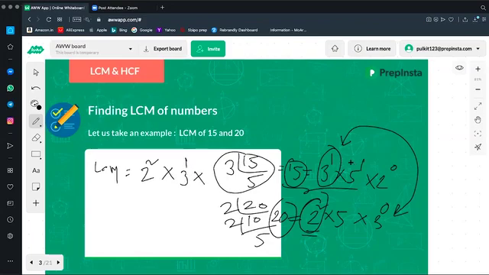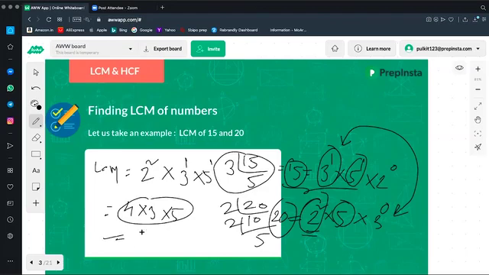Similarly, talking about 5. 5 has a power of 1, right? So I'll write 5 to the power 1. So what is the product now? 2 square is 4. 4 into 3 into 5. What is 4 into 3 into 5, guys? Isn't it 60?